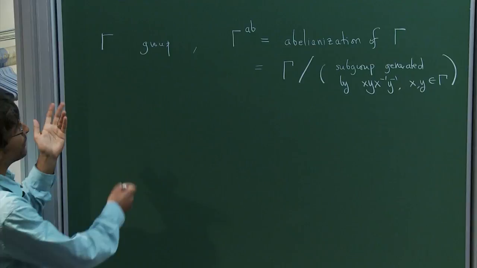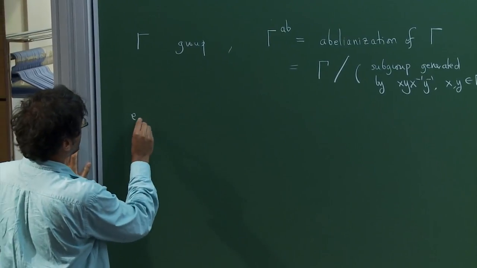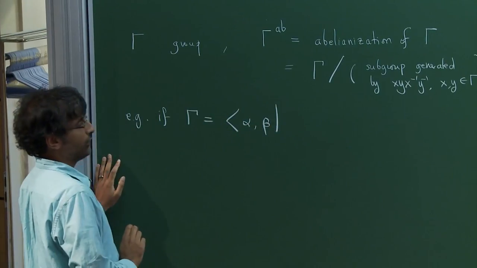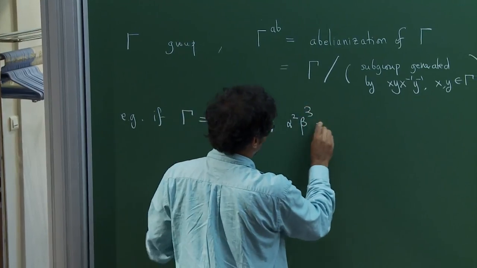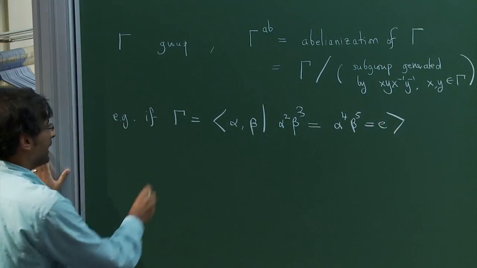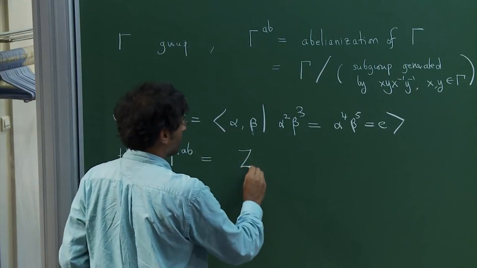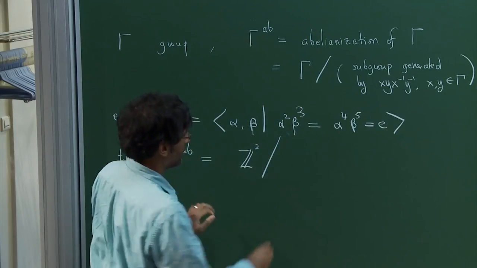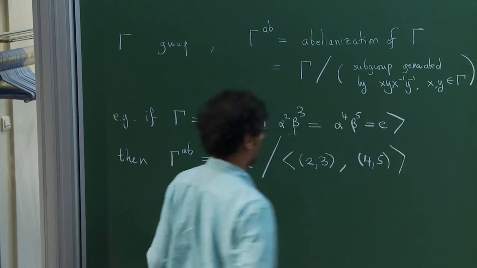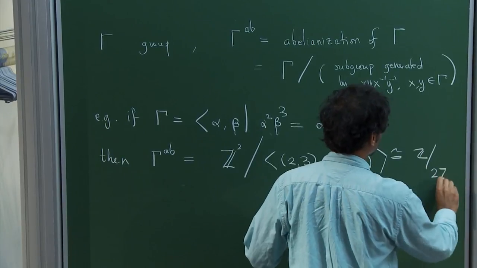Right. So if gamma comes with a presentation, this is very easy to compute. So, for example, if you happen to be given a presentation, let's say it's generated by two elements subject to, I'm just making this example at random, beta to the 5 is the identity. Then the abelianization will have two generators, so Z squared, and then you quotient by relations which come from this. So in this case, you quotient by the row vectors (2, 3) and (4, 5). Okay, and I guess that's the group Z mod 2.